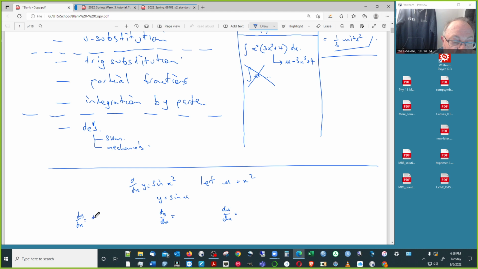dy/dx, we're still going to have dy/dx. Sorry to labour this, but it's very important. And then du/dx. So dy/du, sine is cos, and that one's 2x. So when you put them together, you'll get 2x cos u, and u is x squared. And you can use technology to check anything that I do here. But this was a natural thing to do, to pop over here.